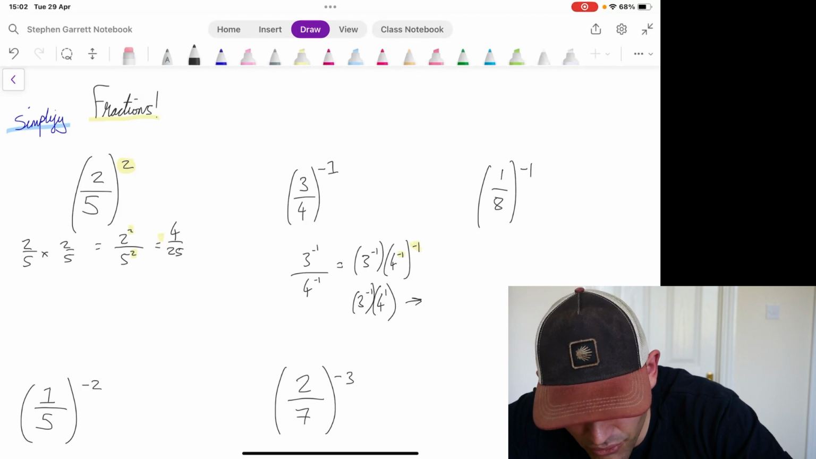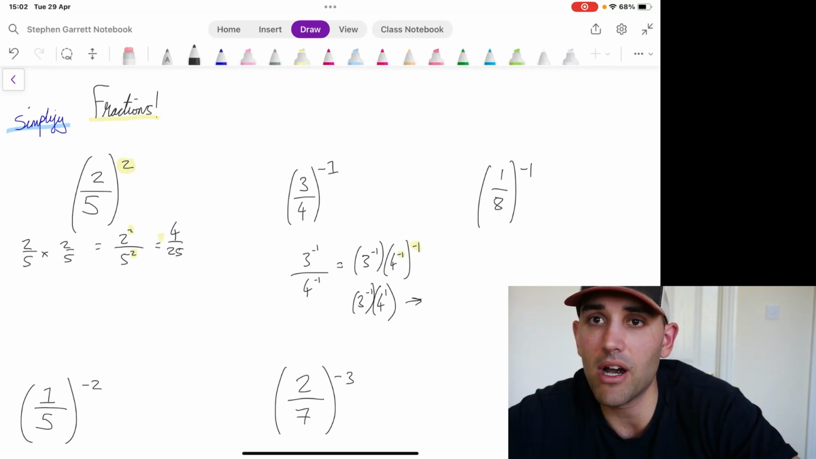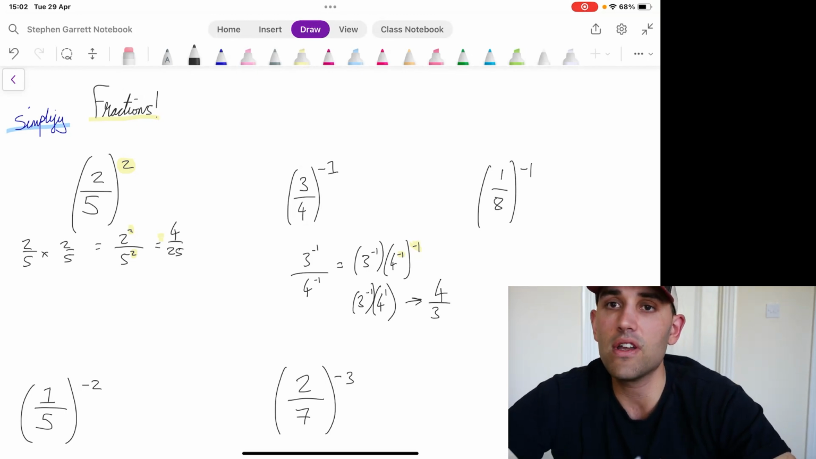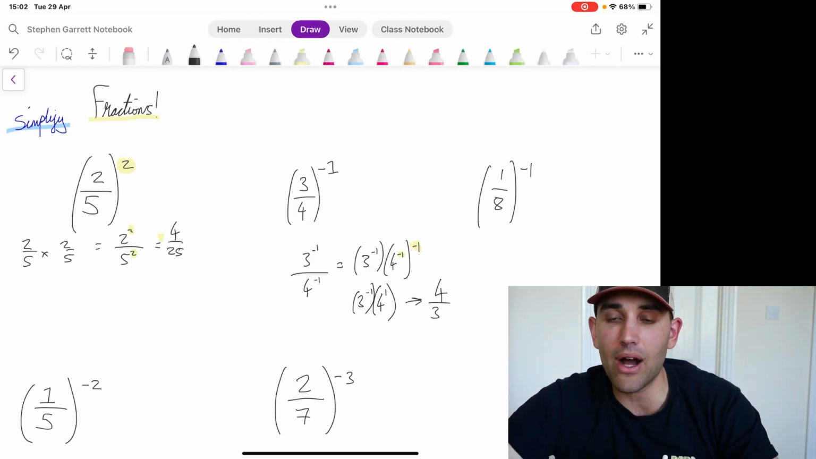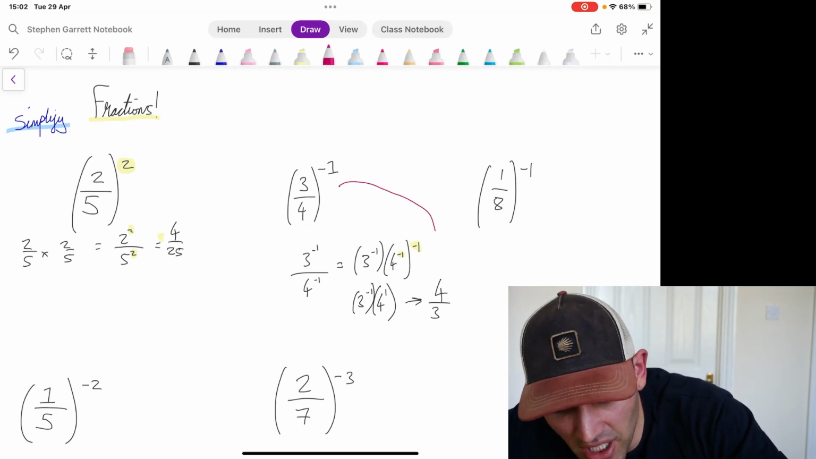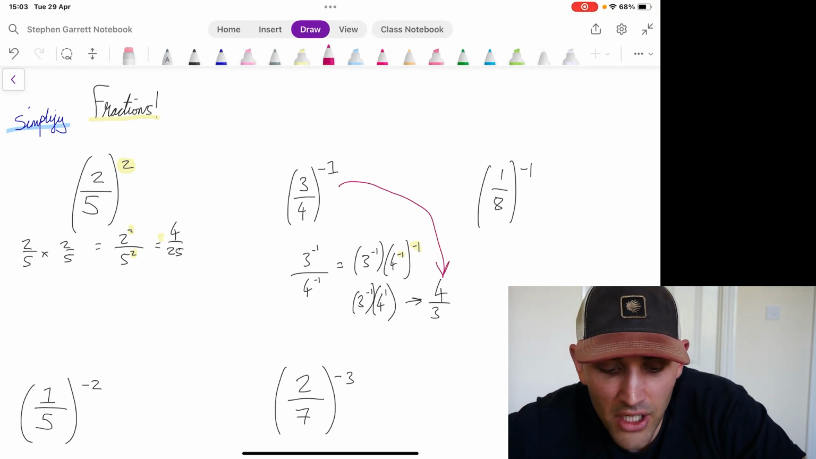And last but not least, I can rewrite this again. That 3 to the power of minus 1, how can I rewrite that? I can rewrite that as 1 over 3. That minus 1 power is bringing it down into the denominator. So what have we actually done? What have we achieved moving from here to here?